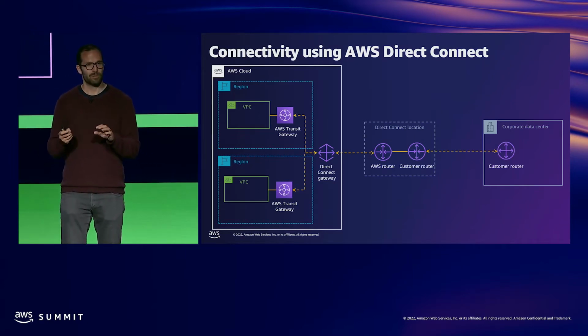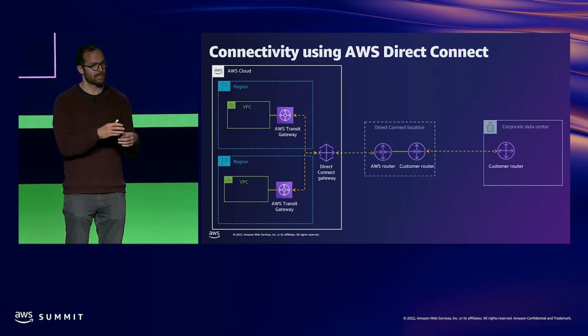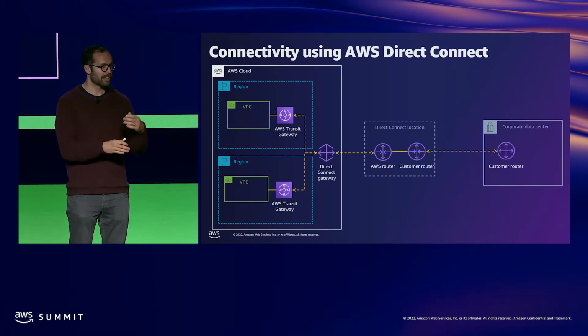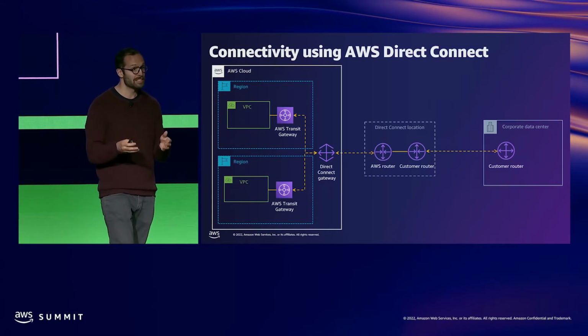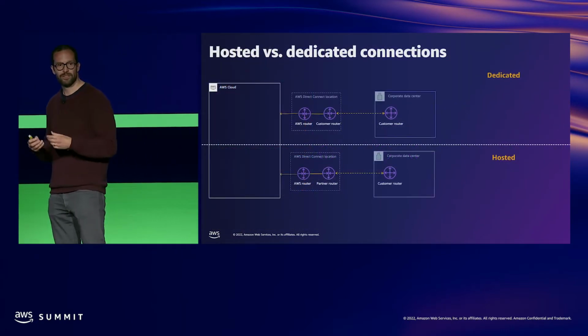Okay, so there's a couple of components here. There's a physical aspect, right? The location, the physical connection. And on top of that, there's a bunch of logical constructs. The Direct Connect Gateway, the transit gateways, the VPCs, and the VLANs that I'm not showing here on the drawing. So let's start off with the physical side.